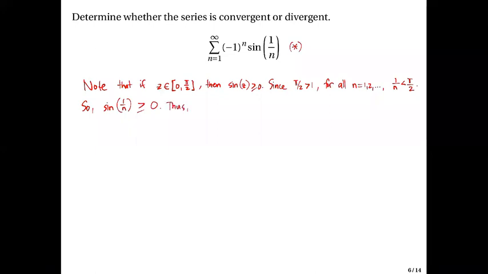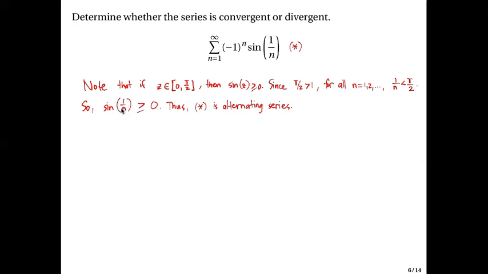Thus, star is an alternating series. And we already showed that the terms sine 1 over n are greater than or equal to 0. The other thing that we need to show, in order to use the alternating series test, is that this is decreasing, correct? We need to show that this is decreasing.